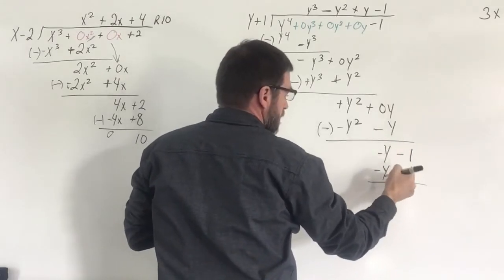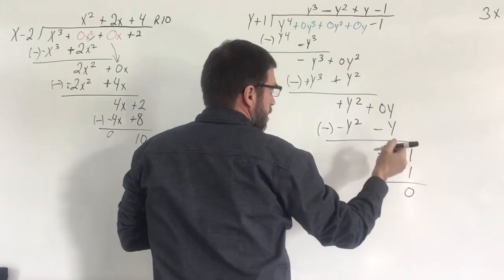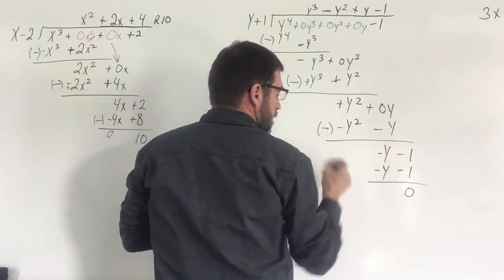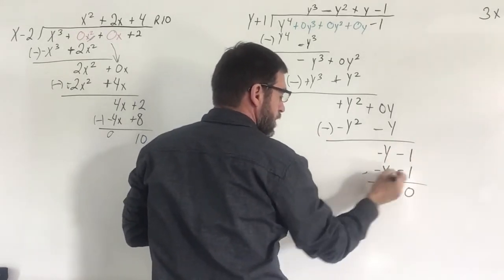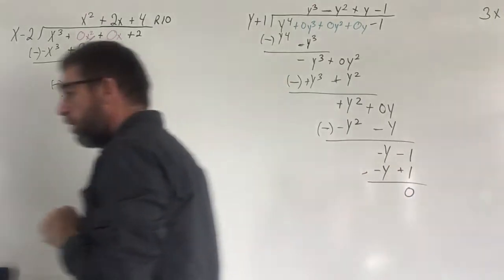1 times 1 is negative 1, and then I subtract, so that would make me a positive 1. You know, I put 0 there. I wonder if I did that right.